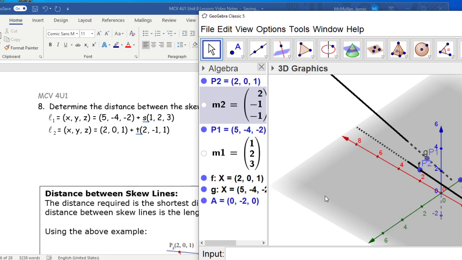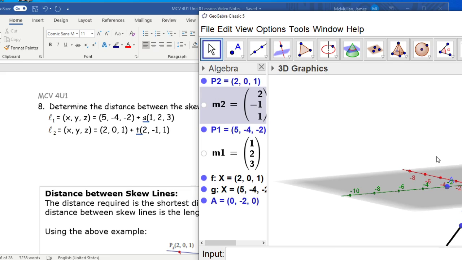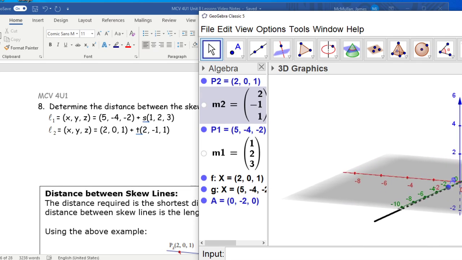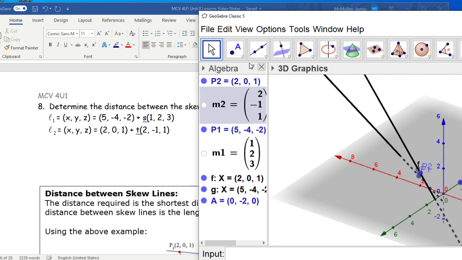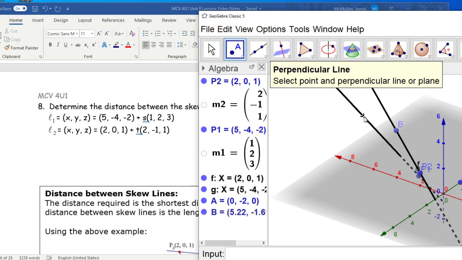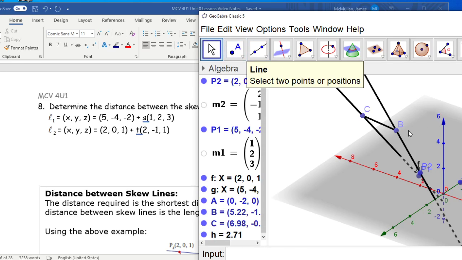So here's what we can do here. Point 1 is 5, negative 4, negative 2. M1 is 1, 2, 3. Point 2 is 2, 0, 1, and M2 is 2, negative 1, 1. Okay, so again, you see the lines are skew, and their closest point is probably around here somewhere, right? So if we made a point on this one and this one, and then made a segment B and C, the distance there is 2.7.